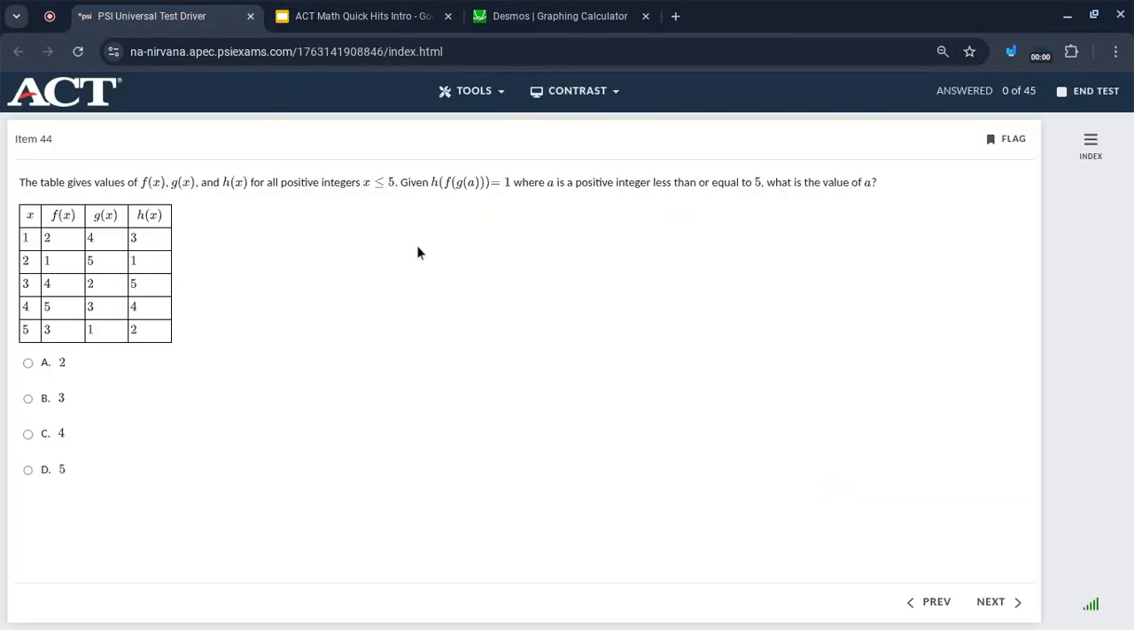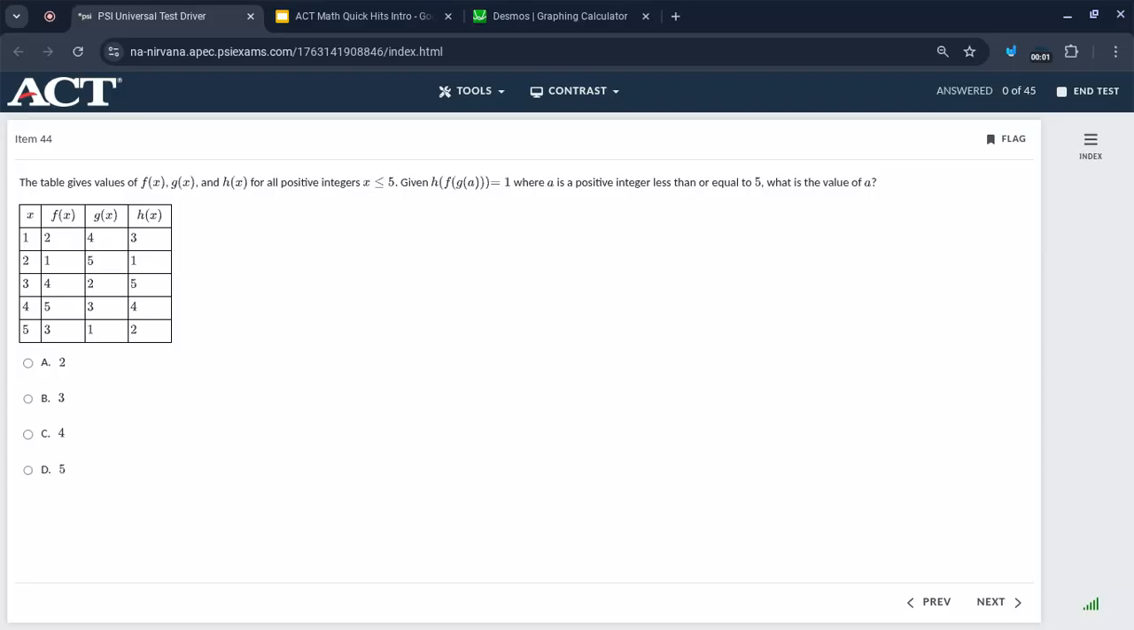All right, today's question is a beast. It says the table gives the values of f of x, g of x, and h of x, right? So everything's in function notation, which is already complicated. And it says for all positive integers, x is less than or equal to 5. So that just means our inputs, our x values, have to be 1, 2, 3, 4, and 5, right? Which we see all the way on the left.